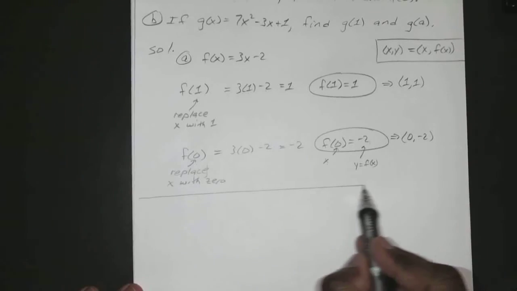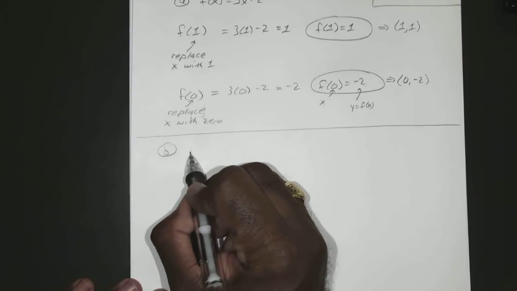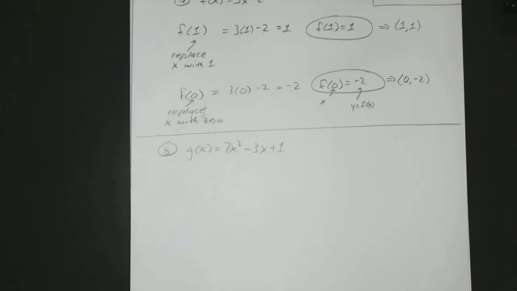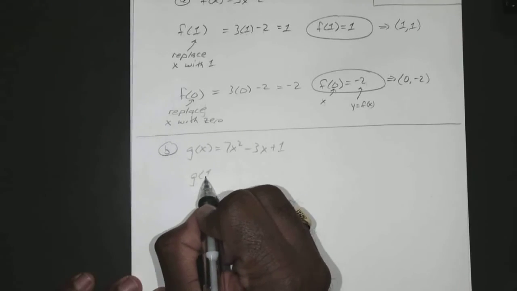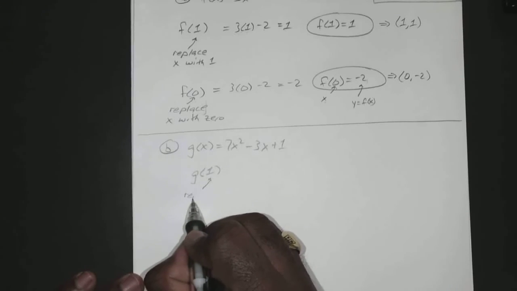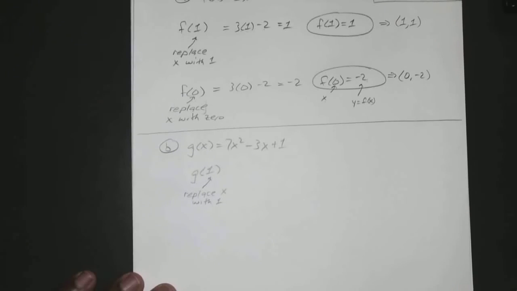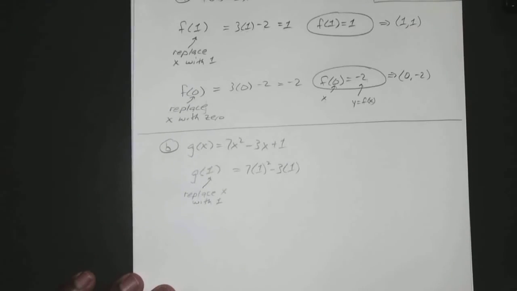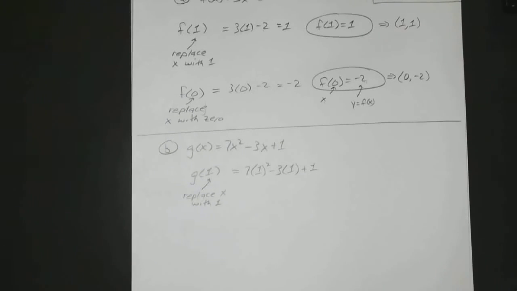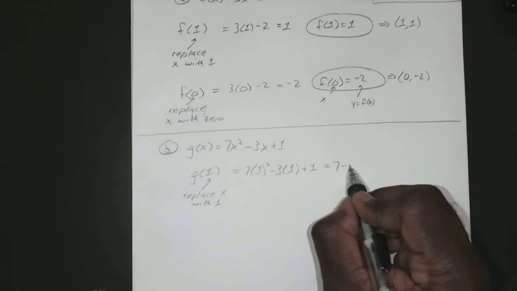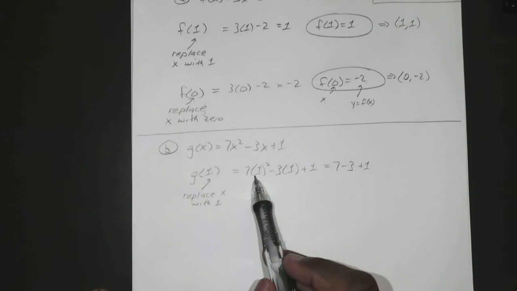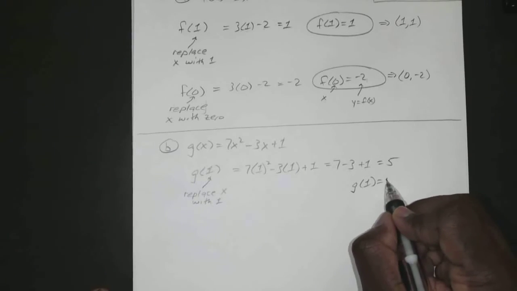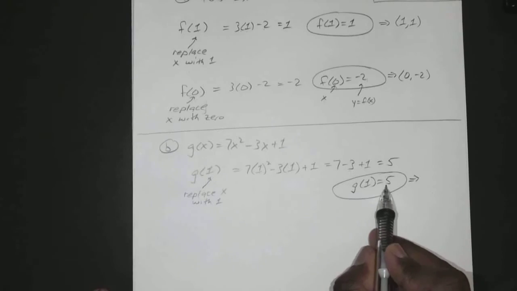Okay, so we do the same thing for b. g of x is equal to 7x squared minus 3x plus 1. Okay, so if we want to find g of 1, we just replace x with 1. Okay, so that's going to be 7 times 1 squared minus 3 times 1 plus 1, which is 7 minus 3 plus 1. So that's going to give you 7 minus 3 is 4, plus 1 is 5. Okay, so we know that g of 1 is equal to 5. Or you get the ordered pair 1, 5.